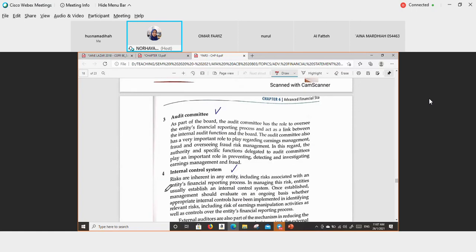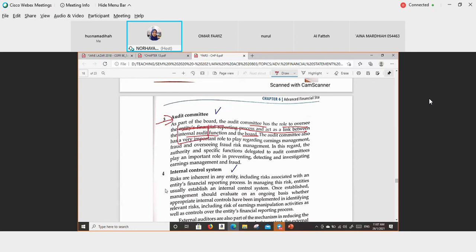Audit committee, okay, which is part of the board. The audit committee has a role to oversee the entity's financial reporting process, like a link between the internal audit function and the board. So dia mesti ada close working with the audit committee lah. So some company, big company, they have internal audit.